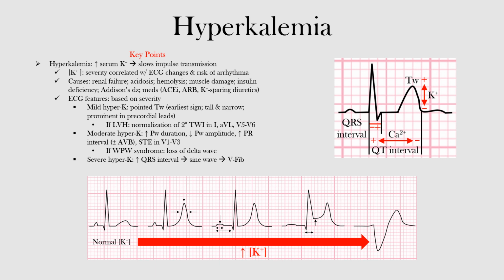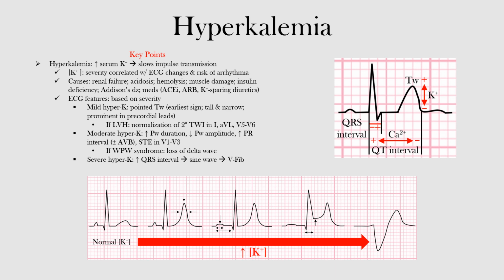High levels of serum potassium slow the impulse transmission throughout the entire heart. Severe symptoms tend to occur once levels reach 7 millimoles per liter. And there are a number of causes for hyperkalemia, including renal failure, acidosis, hemolysis, muscle damage, insulin deficiency, as well as Addison's disease. Other contributors include medications such as ACE inhibitors, angiotensin receptor blockers or ARBs, and potassium-sparing diuretics, as well as digoxin toxicity. So, as we said, we can use the EKG to approximate the severity of hyperkalemia.